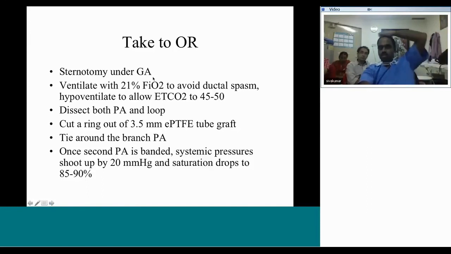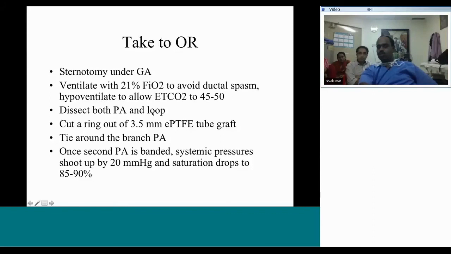Do the sternotomy under general anesthesia. Ventilate with 21% FiO2 because you don't want to ventilate with a higher FiO2. If you ventilate with a higher FiO2, it causes a fall in the pulmonary vascular resistance, which leads to systemic hypotension. Also, higher FiO2 may produce ductal spasm. So ventilate with 21% FiO2. Hypoventilate the patient to allow the end-tidal carbon dioxide or PaCO2 to rise to 45 to 50. Allow the PVR to be high.